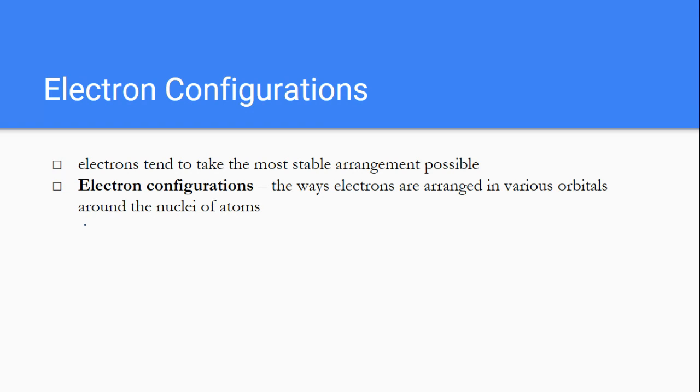We are going to need to take note of this right here: electrons tend to take the most stable arrangement possible. This is all about stability. We said in our previous module that protons determine the identity of an atom, but electrons determine behavior. Electrons are all about how atoms act, and a lot of that has to do with stability.